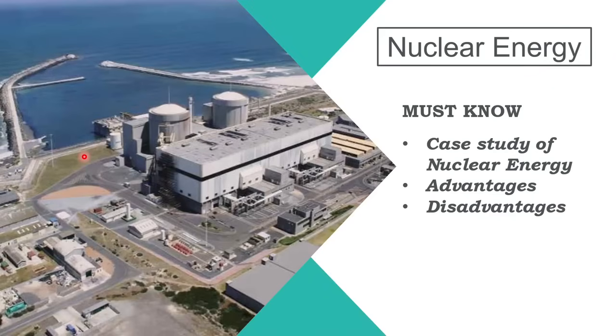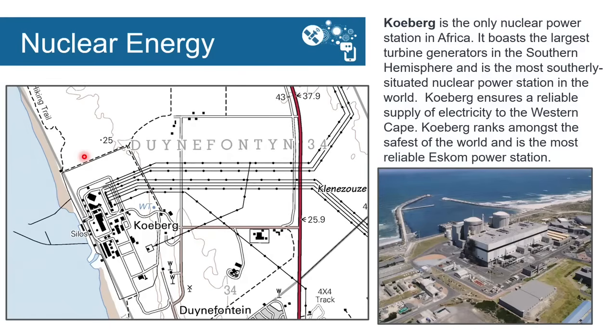Nuclear energy. Here is a photograph of the Koeberg nuclear power station out here in the Western Cape. Usually you will get a case study and you can be asked about advantages and disadvantages. That is how the nuclear energy section will be tested. So here is a map and a picture of Koeberg. Koeberg is the only nuclear station in South Africa, in Africa for that matter.